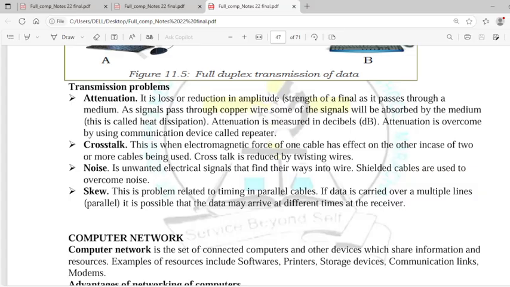So one way of avoiding that is by shielding the cables. That's why we have shielded cables. For example, a shielded twisted pair cable and unshielded, a shielded optical cable and unshielded. The main reason for shielding such cables is to avoid noise.